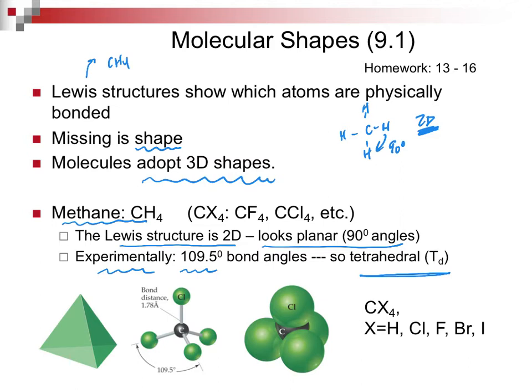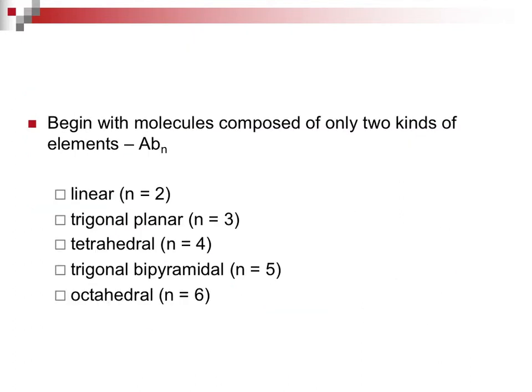So when we have this one on the bottom, the CCl4, I wish it was just methane, but it is not. Know that we can say CX4, where X can be hydrogen, chlorine, fluorine, bromine, or iodine. We're going to begin by saying that molecules are composed of only two kinds of elements.